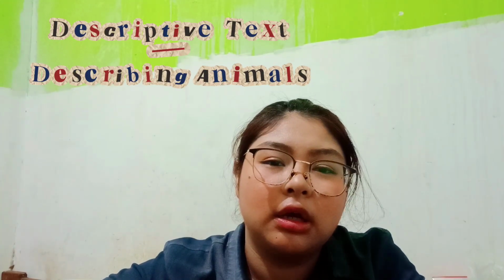This topic helps students learn how to describe animals using simple adjectives like big, small, fast, slow, furry, or cute. For example, students can say, a rabbit is small and has long ears, or an elephant is big and has a long trunk.